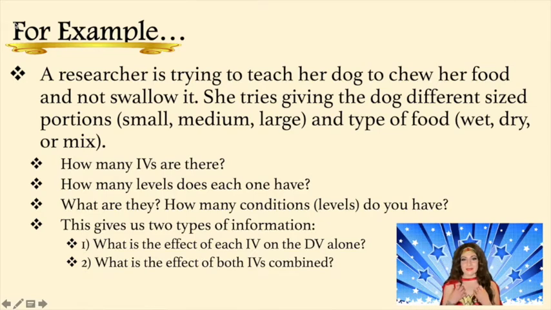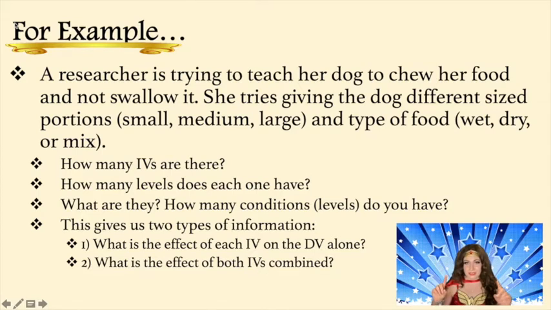Ultimately, the dependent variable here, right, is how quickly the dog finishes her food, right? And based on that, we can determine whether the dog is chewing the food or swallowing it. Naturally, if someone chews the food, it's going to take longer to finish it. So there are 2 independent variables and each variable has 3 levels. So that would mean this is a 3 by 3 research design. If we multiply 3 by 3, we get a product of 9, which would mean that this particular design has 9 possible conditions or 9 possible levels.